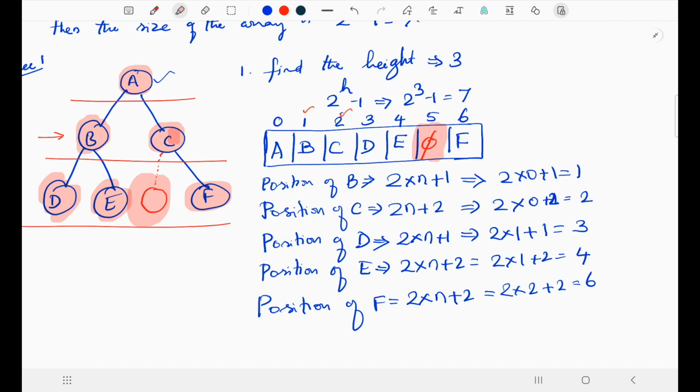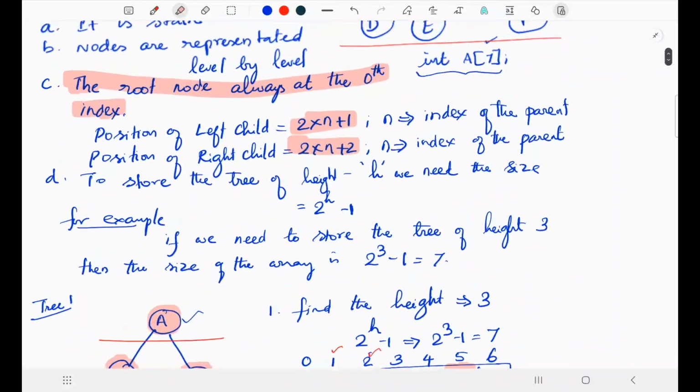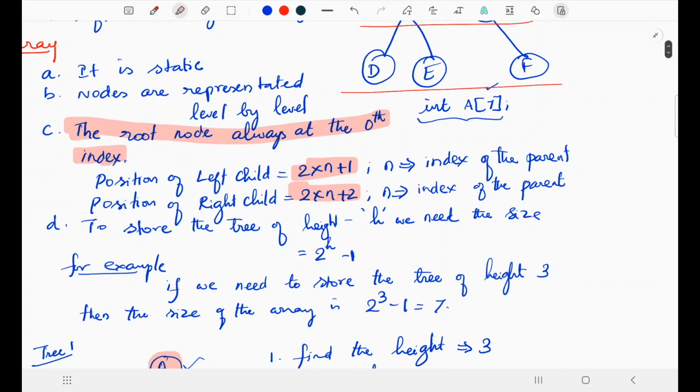Clear? So this is how we represent the tree data structure in an array. Clear, guys? So here are the 3 things you need to remember. First, always the root node takes the 0th index; left child position is 2n plus 1, right child position is 2n plus 2. Before computing this, we need to find the maximum size of the array. The maximum size formula is 2 power h minus 1. Clear? Very simple.